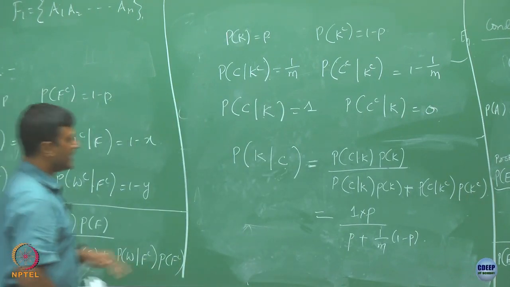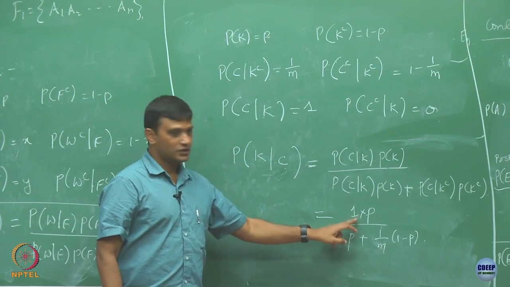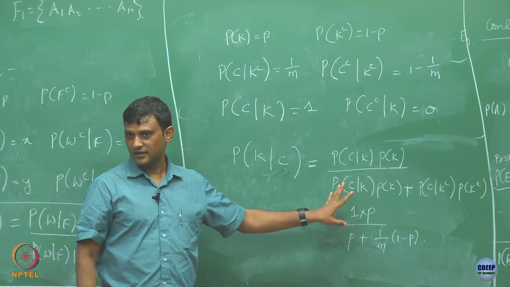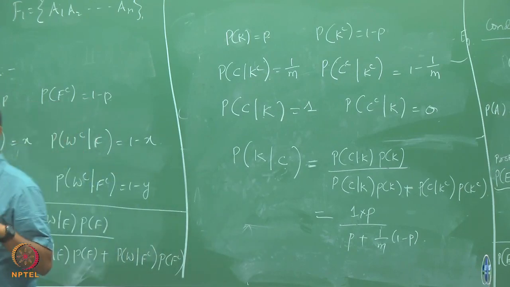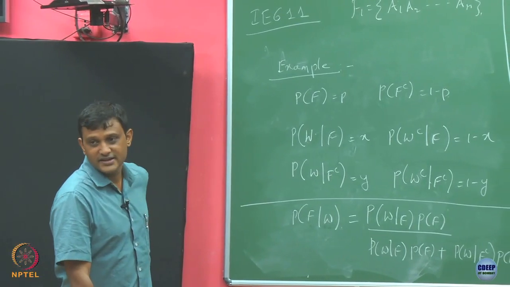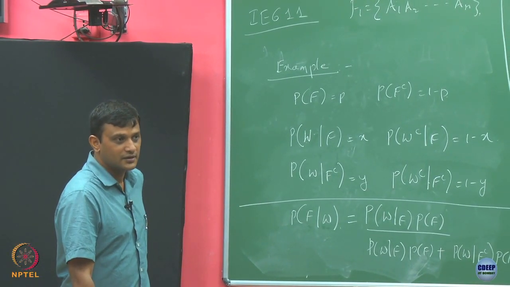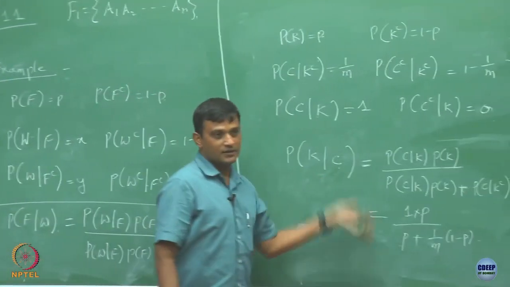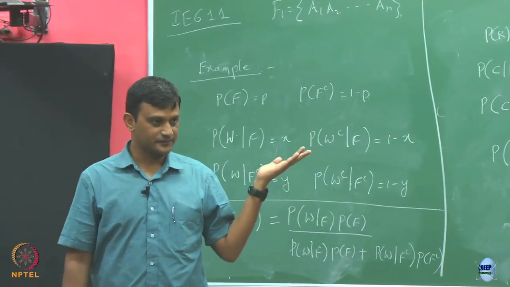So let's try to understand how this behaves. Suppose you increase p, fix m. If you increase p, is this probability going to increase or decrease? Is this function an increasing function in p or a decreasing function in p? Increasing function. So it is good, right? If you know the answer, fine. The probability that you actually got the correct answer is increasing.